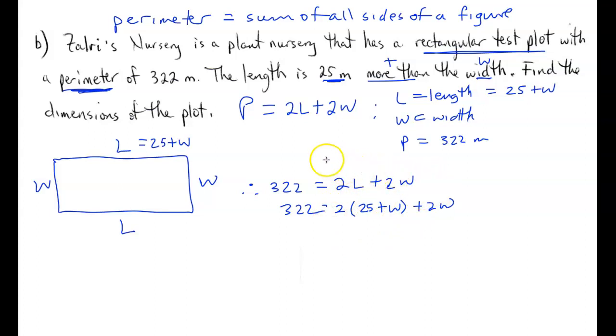Okay. Now, before we get to that, notice that this says find the dimensions of the plot. So if we're going to find the dimensions, our dimensions is going to be length by width. So we're going to need to find both the length and the width. So once we find out what the width is, we're going to add 25 to that to find the length. So carrying on with our problem here, let me clean this up.